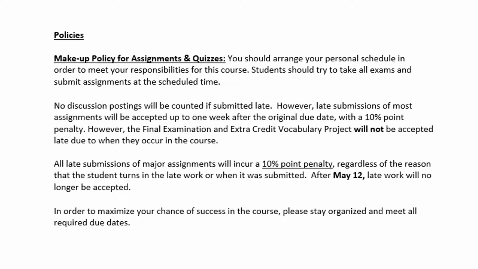So for example, if an assignment is due on April 4th and you get it in anytime up until April 11th, then I'll accept it. If you normally would have gotten 15 points for full credit, if it was worth 15 points, then I have to take a point and a half off. So you would get 13 and a half points. So try to get your assignments in on time.